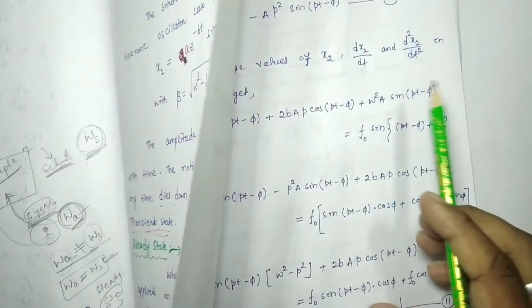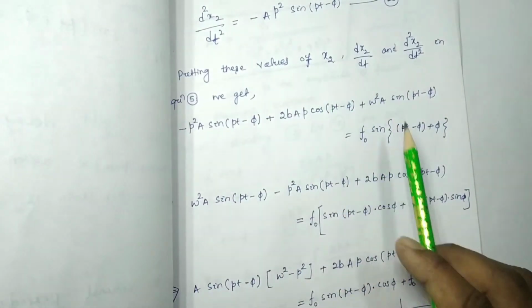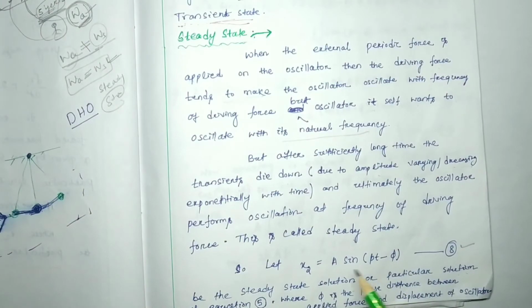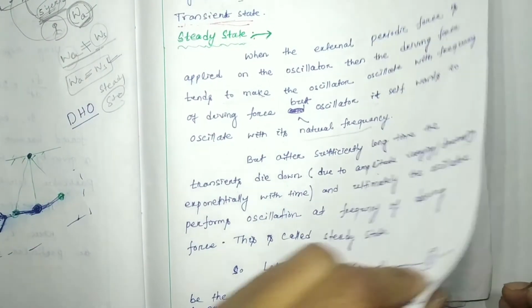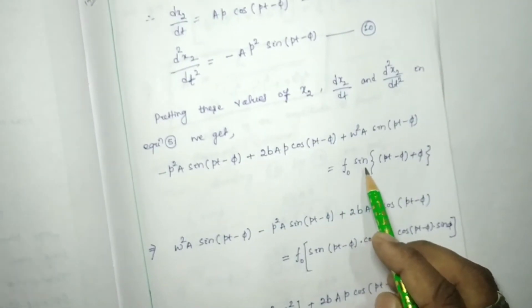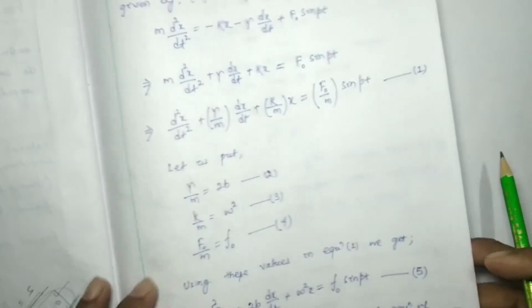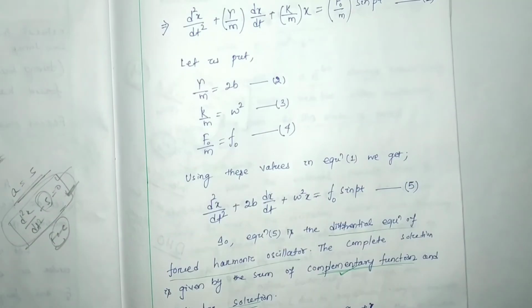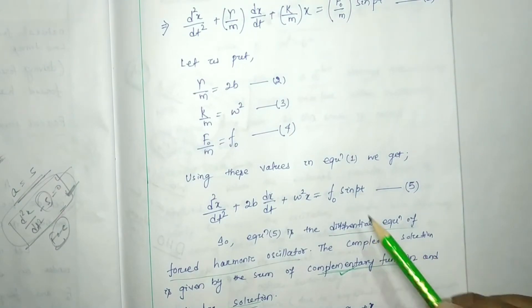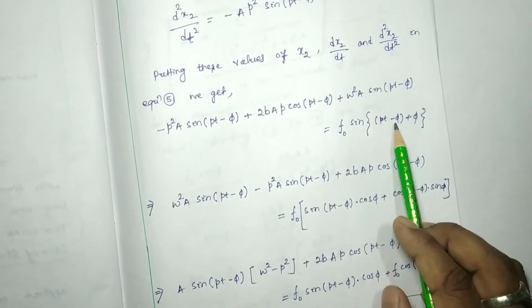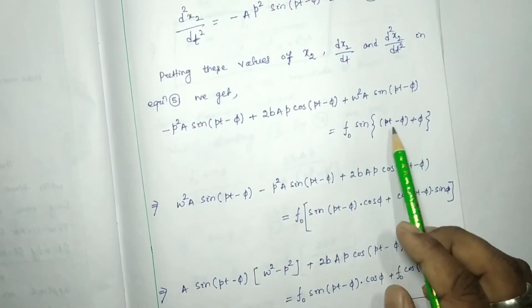Here x means x2, right? That means omega square a sin(pt minus phi). Again I suggest that you pause the video and write down the notes. And this is equal to f0 sin pt, the right hand side of equation number 5. So it can be written as f0 sin(pt minus phi plus phi). For simplification I wrote it like this.